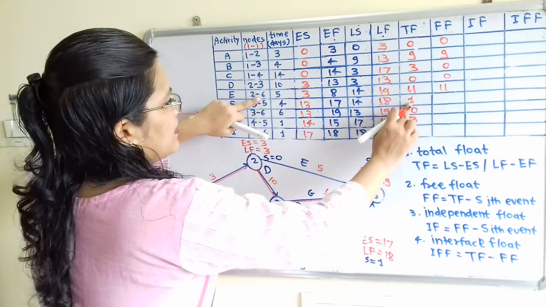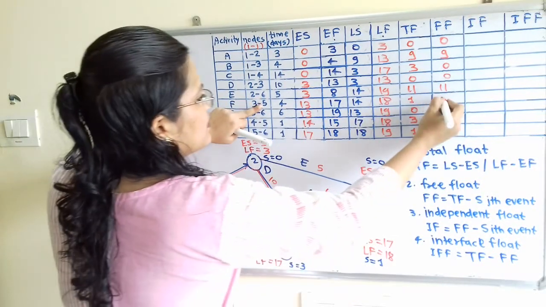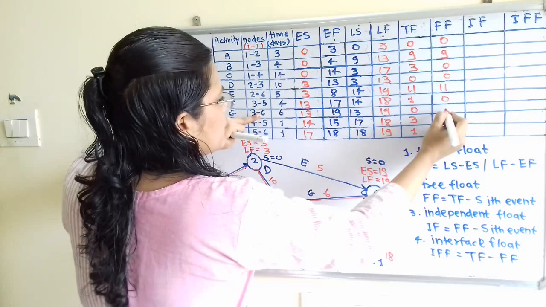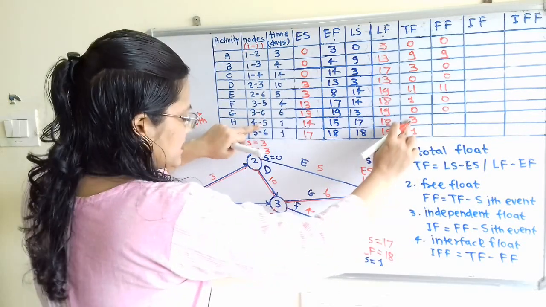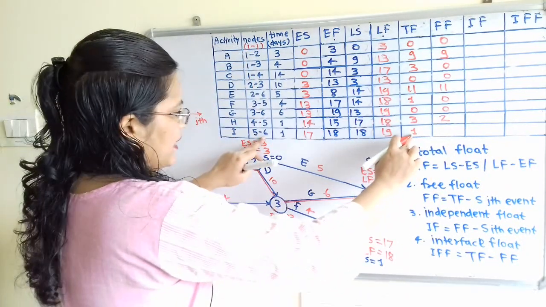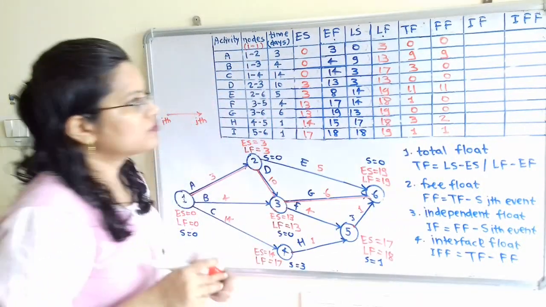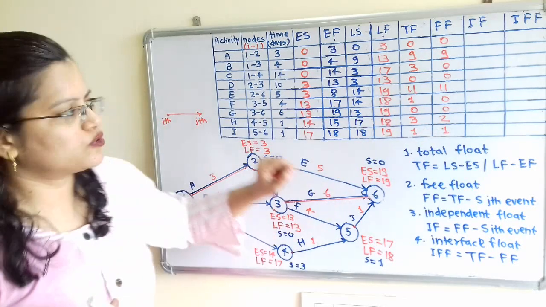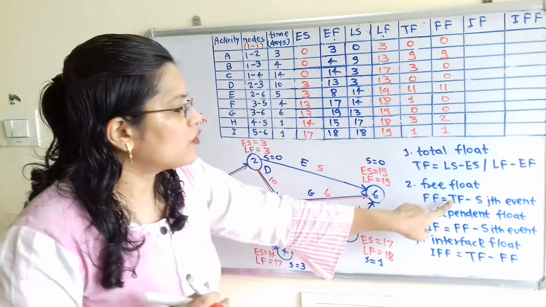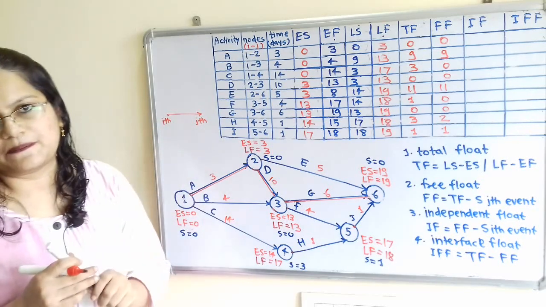Then again 1, and at node 5 S is 1. So 1 minus 1, 0. Then here is 0 and at node 6 S is equal to 0. So 0 minus 0, 0. Then here is 3 and at node S is 1. So 3 minus 1, 2. And here is 1 and at node 6 it is 0. So 1 minus 0, that is 1. So these are the values of free float. We have to refer to the Zth event, that is the slack value. So what is the meaning? Total float minus slack value at the Zth event for each activity.